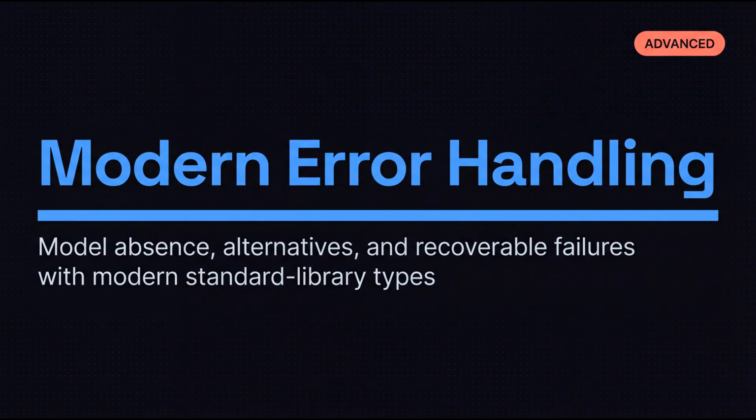In this lesson, you'll learn 3 standard library types that model absence, alternatives, and recoverable failures. By the end, you'll choose the right error model for each situation, and your APIs will be clearer for it. Let's get started.